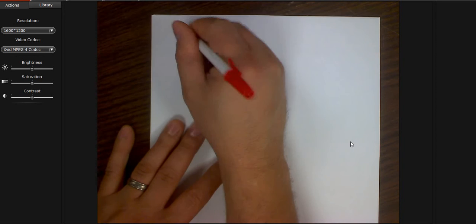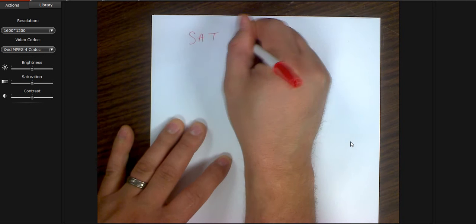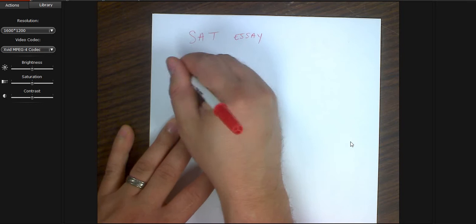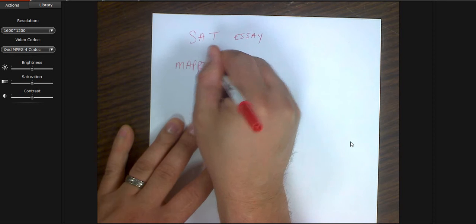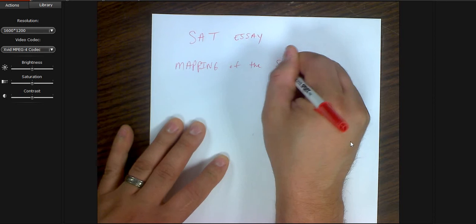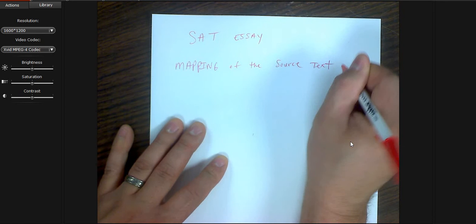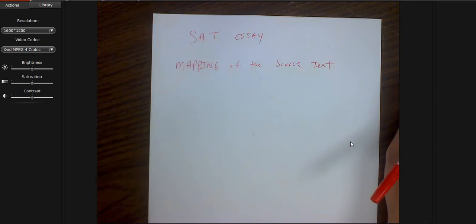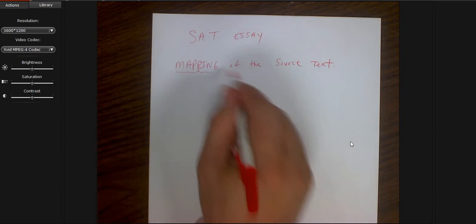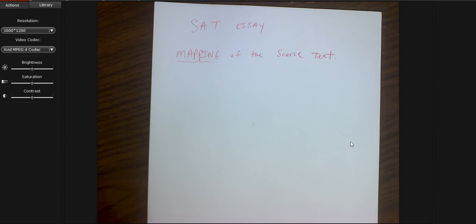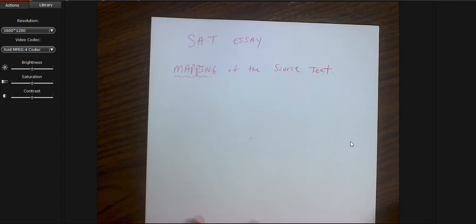But I want to talk today about the SAT essay and what I call mapping of the source text. The previous videos have more to do with outlining an actual essay or how the grading process works, what the requirements of the essay are, that sort of thing. This is going to start to break down the process that can lead you to what I would consider and most consider a proficient score.